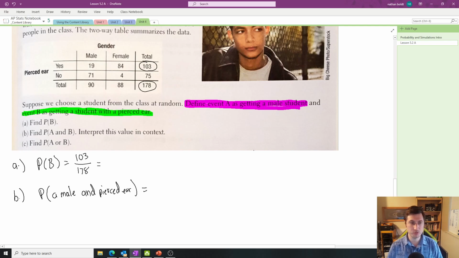Well, we've used two-way tables before. We know that we just go to the table and find the cell that matches that. A male with a pierced ear is 19. Our total is 178. So that will be 19 over 178.